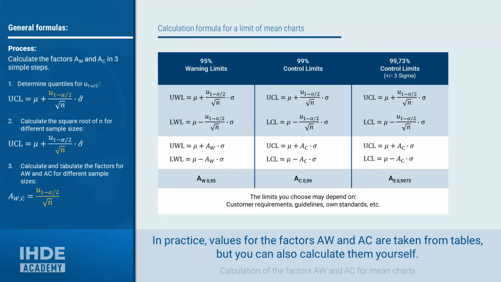Since we have initially limited ourselves to considering only the upper control limit, here are now all the formulas for the lower and upper warning and control limits. As can be seen, the factors for the upper and lower limits do not differ. We will continue to calculate the factors for the 95% warning limits and also for the 99% and 99.73% control limits. Which limits or which non-interference probabilities you choose can depend on customer requirements and the like, or on the region in which you are located.